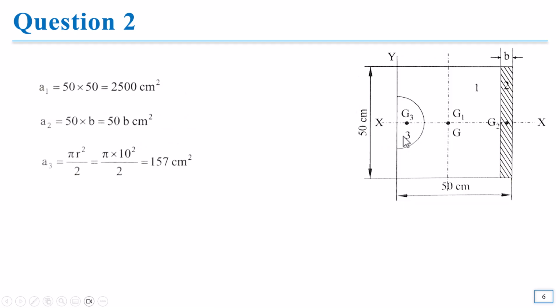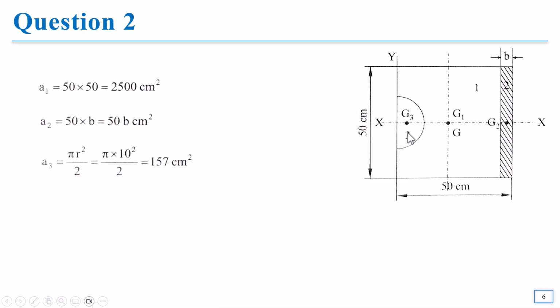And finally I have my semicircular plate which is cut out. And what will be the area of this one? I know that the total area of a circle is pi r square. Since we have a semicircle, pi r square by 2. So I will put the value of radius. The total diameter was given in the question as 20, so the radius will be obviously 10. So I am getting a value of 157 centimeter square as this area.